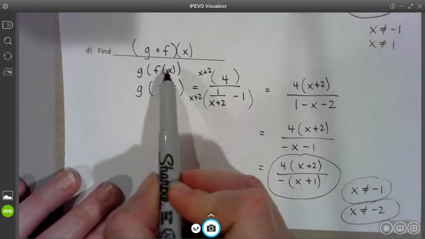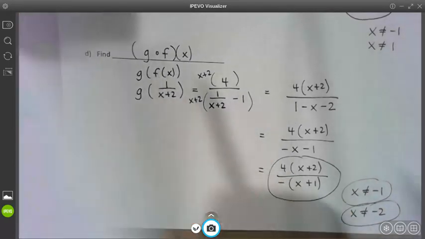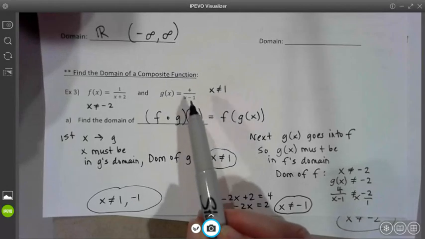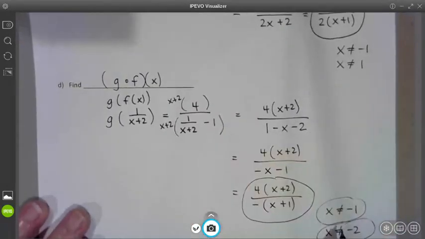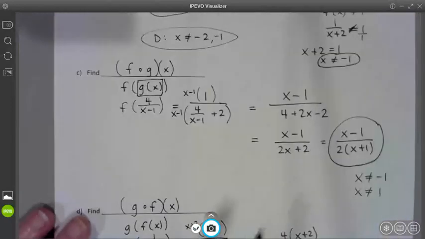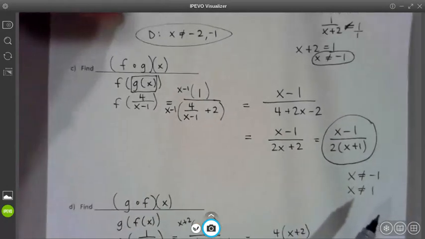You would make sure that if f of x has to go into g, I would never want f of x to spit out a 1, because 1 is not in g's domain. But here we are. We've covered our bases. We said that the domain of g of f of x is that x can't be -2 or -1. And I've just proved that yet again.